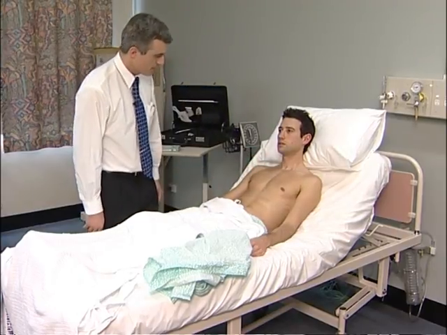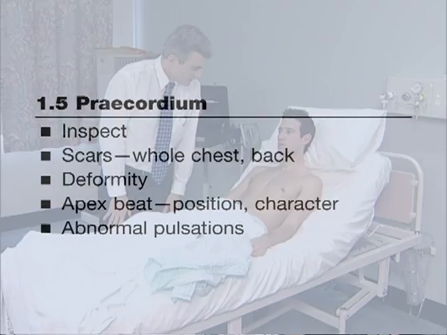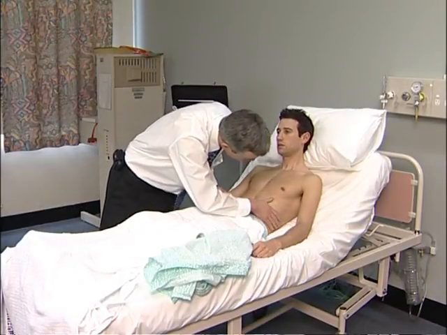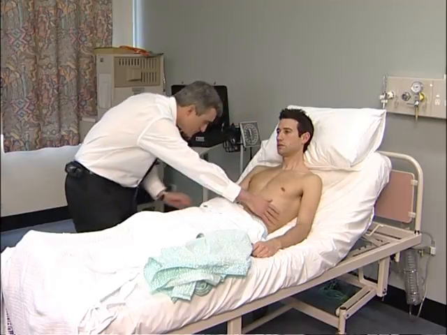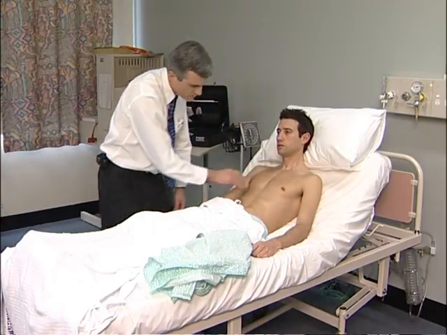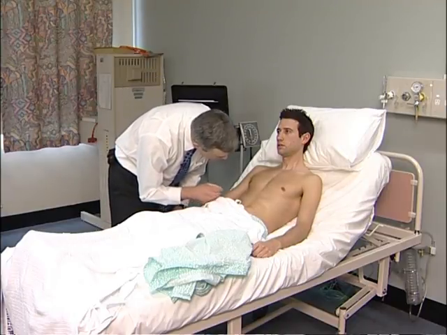The examiner's attention now turns to the precordium. Move your arm. Look for scars, pacemakers, and chest deformity. The apex beat may be visible. The examiner now begins palpation of the chest.